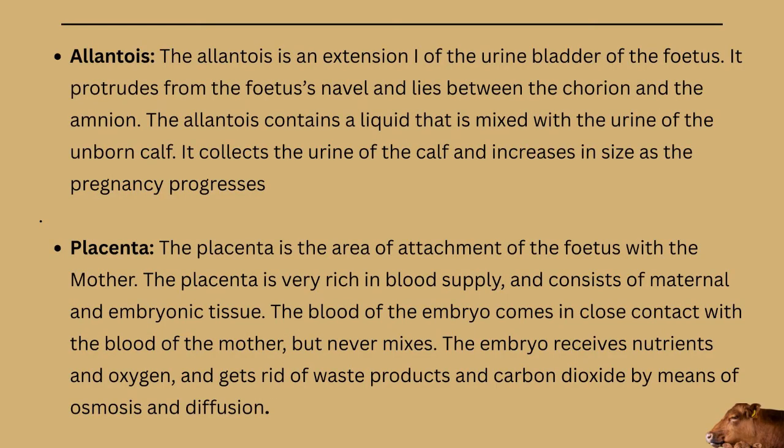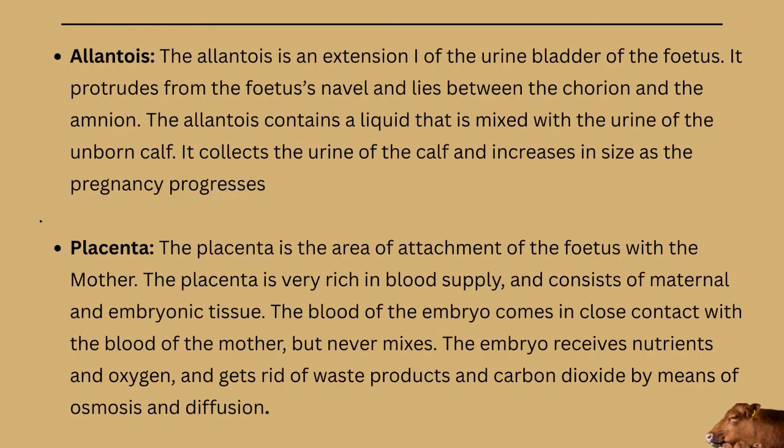Allantois. The allantois is an extension of the urine bladder of the fetus. It protrudes from the fetus's navel and lies between the chorion and the amnion. The allantois contains a liquid that is mixed with the urine of the unborn calf. It collects the urine of the calf and increases in size as the pregnancy progresses.